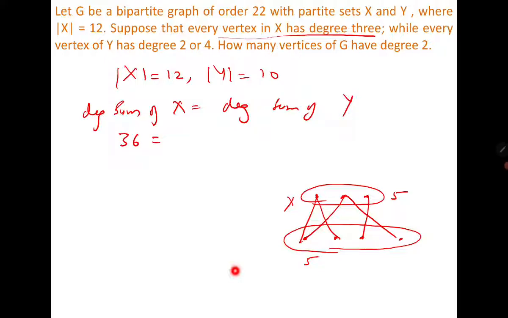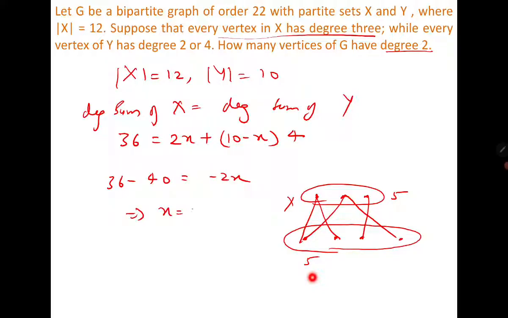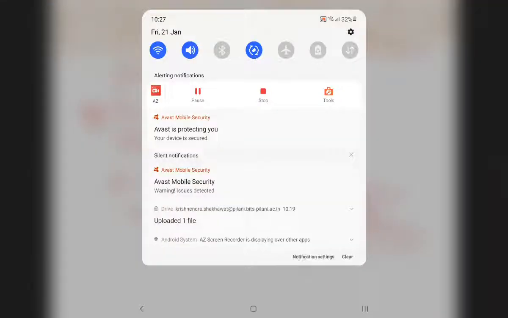And for the degree sum of Y, you need to find the vertices of degree 2. Let's say there are x of them, so 2x plus, since the total number of vertices is 10, 4 times (10 minus x). This is the degree sum. Now if you solve it further, then 36 minus 40 is equal to minus 2x. That gives you x equal to 2. So that's all from tutorial sheet 1. In tutorial sheet 2, there would be many more questions. Thank you.